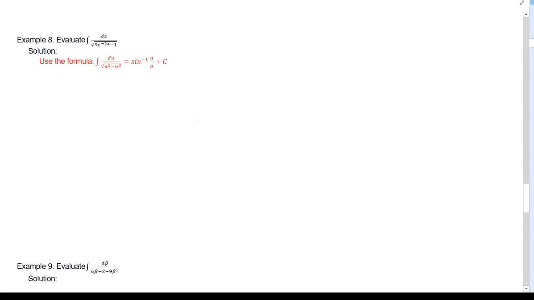Let us evaluate the integral of dx divided by the square root of 9 e raised to negative 2x minus 1. So for this, we check again the value of a squared and u squared. So if we are going to use the formula, we use the arc sine of u all over a plus c, since this has a radical sign.